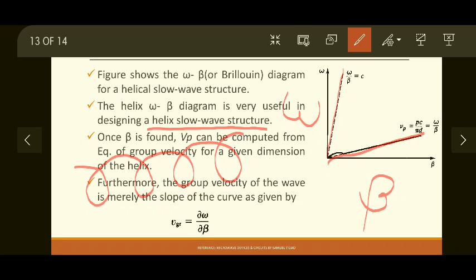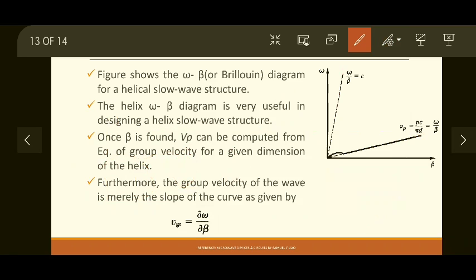I am repeating: for desired amplification of a microwave input signal, the pitch angle and pitch are both important, and that is decided based on this Brillouin diagram, that is, the omega versus beta diagram. Once beta, the phase constant, is found, Vp can be computed from the equation of group velocity. Now, what is group velocity? It is simply the slope of this particular diagram.